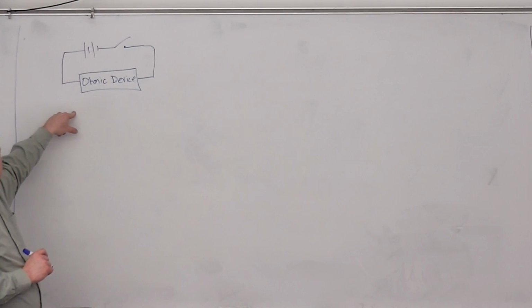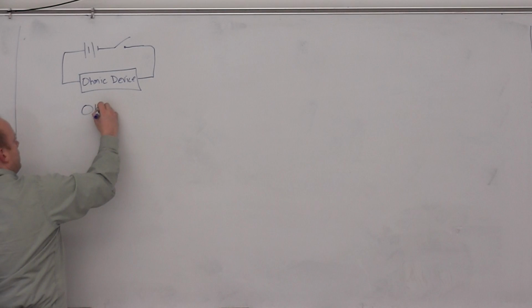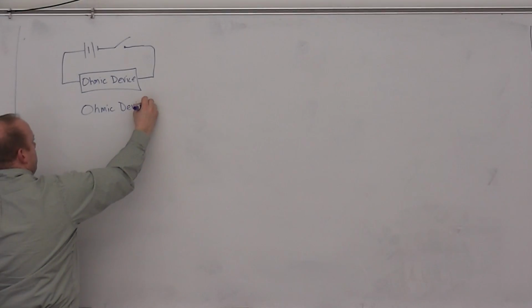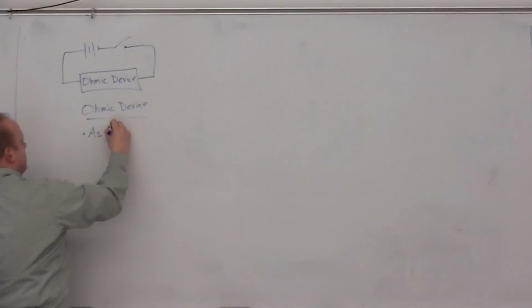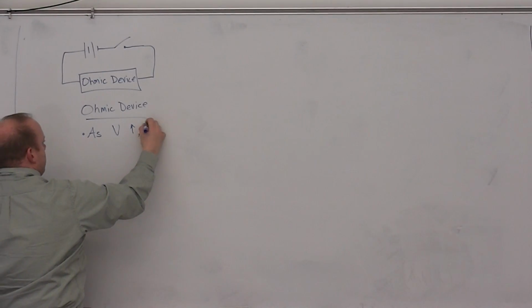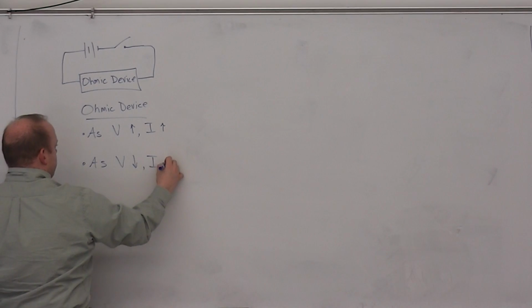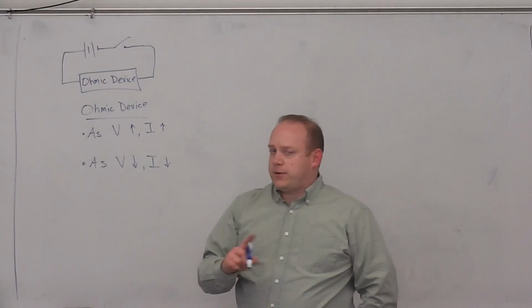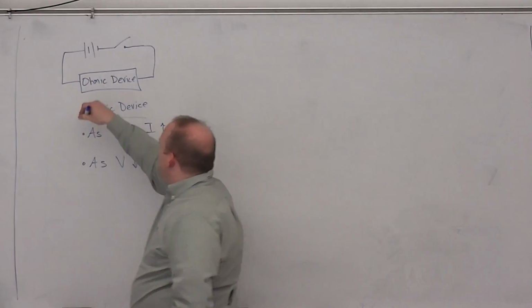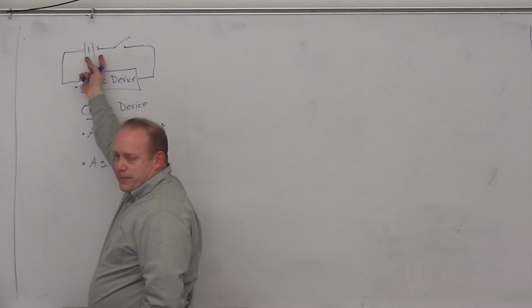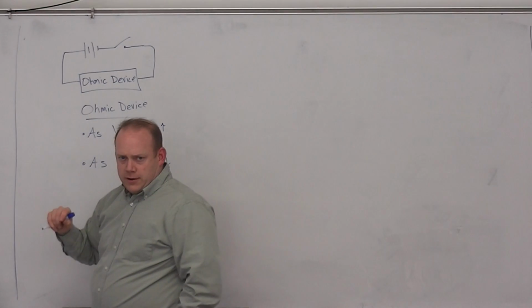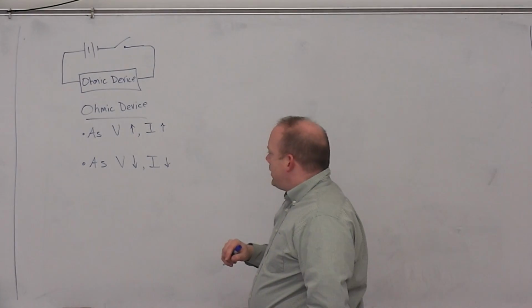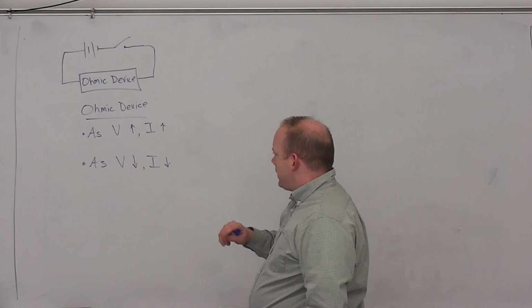Now, let's say I can vary the voltage. For an ohmic device, as the voltage goes up, the current goes up. As voltage goes down, the current goes down. And we can have things that have a negative voltage. Basically, we're looking at it backwards. If you want to take a look at negative voltage, you just put the battery in backwards, and you still go around the loop in the same direction. So now, as voltage goes down, the current goes down. As voltage goes up, current goes up.